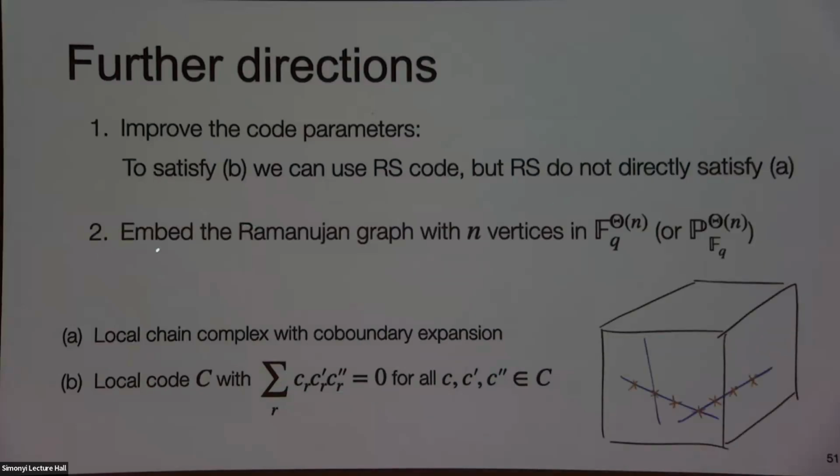The second question is the one I just talked about: to improve the rate, we want to understand how to embed Ramanujan graphs into these well-structured algebraic structures. It seems possible because these Ramanujan graphs come from arithmetic structure. But it's not that well studied, so we don't know how to do it yet. Okay, so that's everything. Thank you very much.